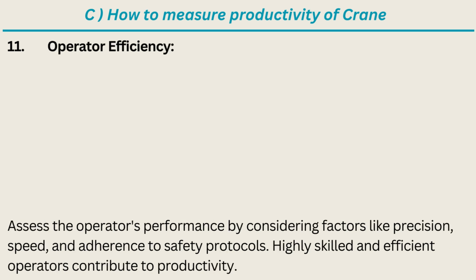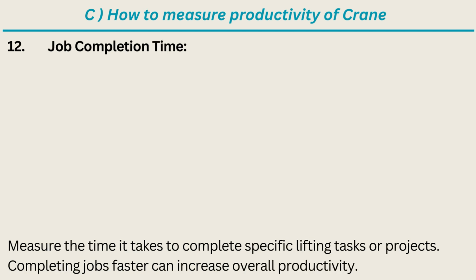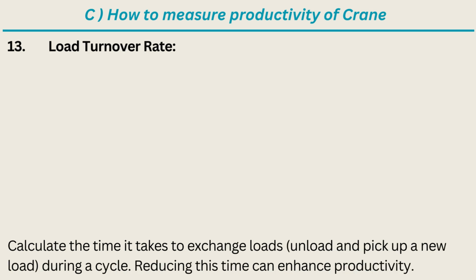11. Operator efficiency. Assess the operator's performance by considering factors like precision, speed, and adherence to safety protocols. Highly skilled and efficient operators contribute to productivity. 12. Job completion time. Measure the time it takes to complete specific lifting tasks or projects. Completing jobs faster can increase overall productivity. 13. Load turnover rate. Calculate the time it takes to exchange loads, unload and pick up a new load during a cycle. Reducing this time can enhance productivity.